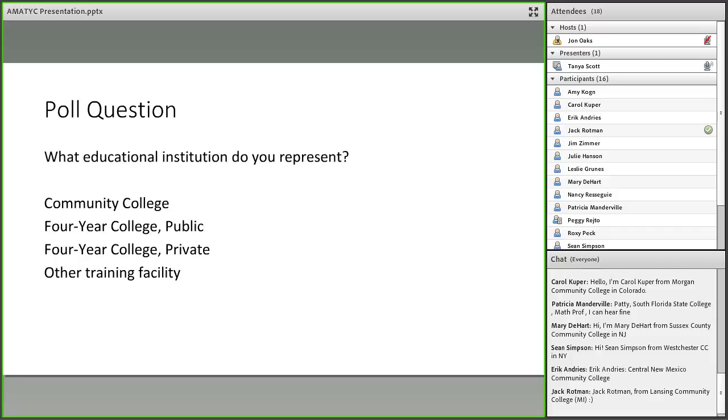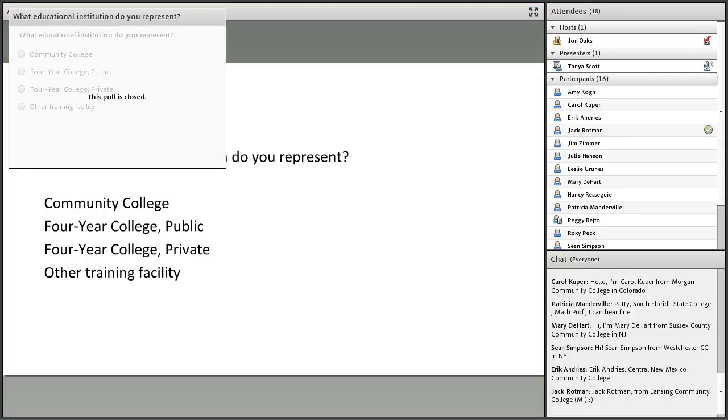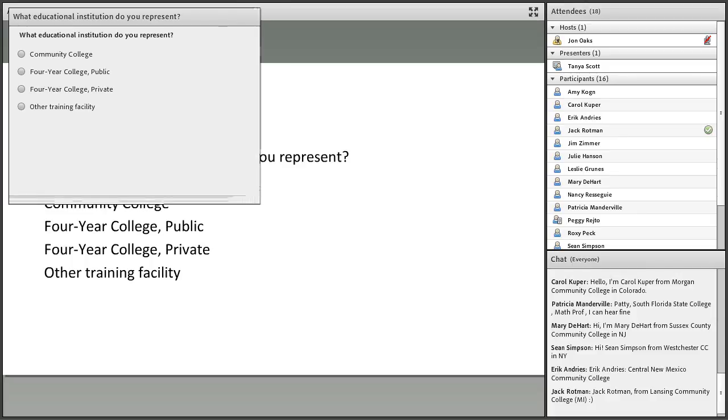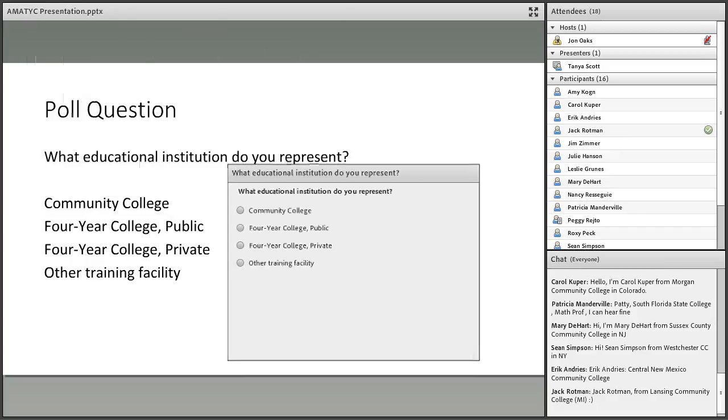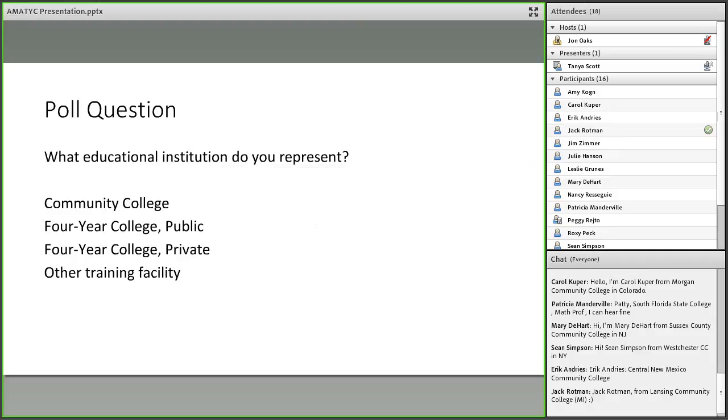So our next poll question is what educational institution you represent. Are you coming to us from a community college, a 4-year college public, a 4-year college private, or another kind of training facility? All right. Great. And that's what I was expecting to see as well. So this presentation I think will be very helpful to you because it will be relevant. Great.